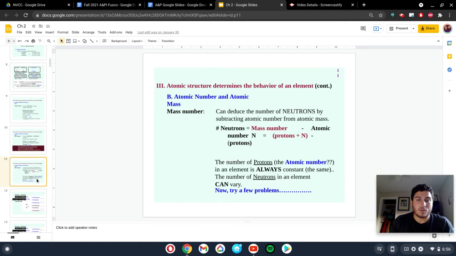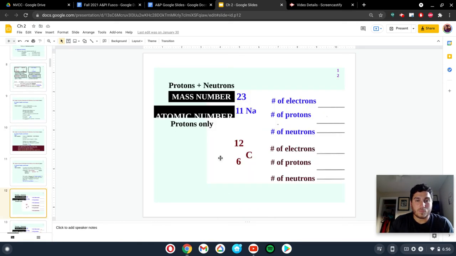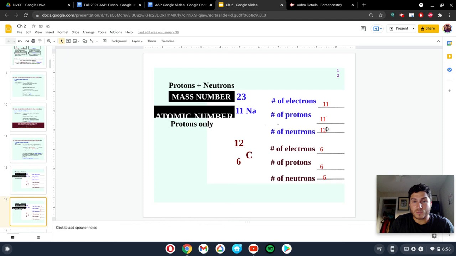There's a couple examples here. Right here's an example. So do out the math here to figure out the differences. Here's some of the numbers. It should be 12. If you do it with the carbon, if the mass is 12 and the atomic number is 6, what is 12 minus 6? It is 6. So that's the idea. That's how you figure out those numbers.